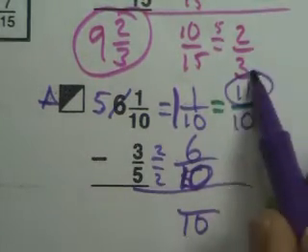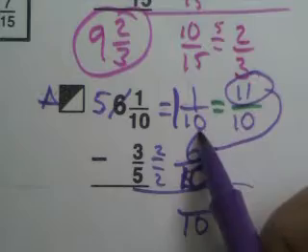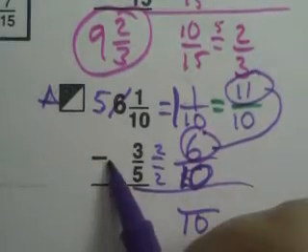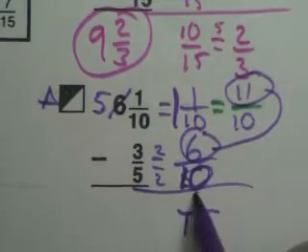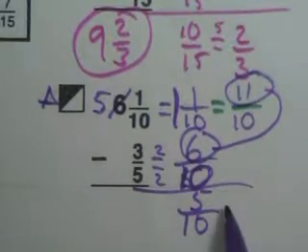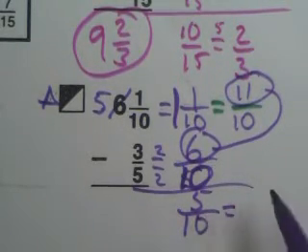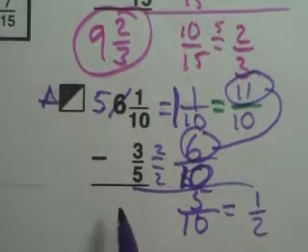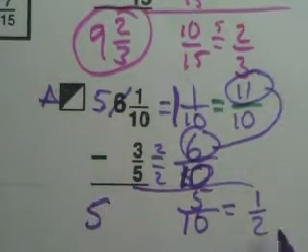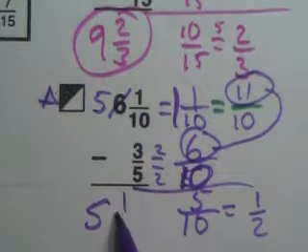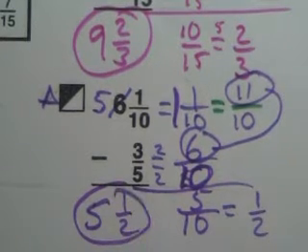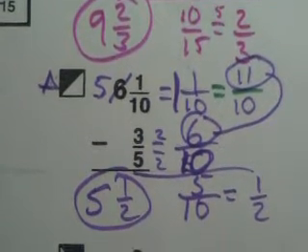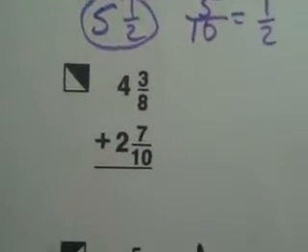Okay, now I can go ahead and subtract. 11, take away 6, because I'm minusing. 11 minus 6 is 5. Of course it's 5, because they want us to reduce. 5 tenths is 1/2. And then 5 minus 0 is just 5. So you have 5, and then 1/2. Okay, going down again.